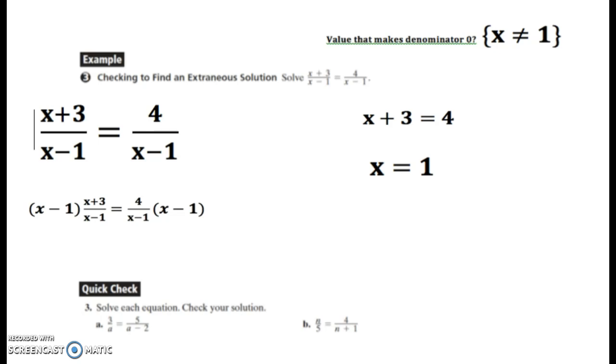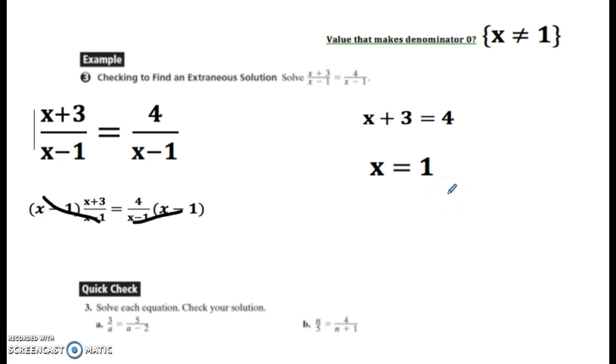Next equations here we have, it's actually a proportion. We've got x plus 3 over x minus 1 equals 4 over x minus 1. Now, in this case, because both of our denominators are the same, if we multiply both sides by that common denominator, we're going to eliminate the fractions altogether. And we have a one-step equation which we solve. We get x plus 3 equals 4. Therefore, if we subtract 3 from both sides, we're left with x equals 1.